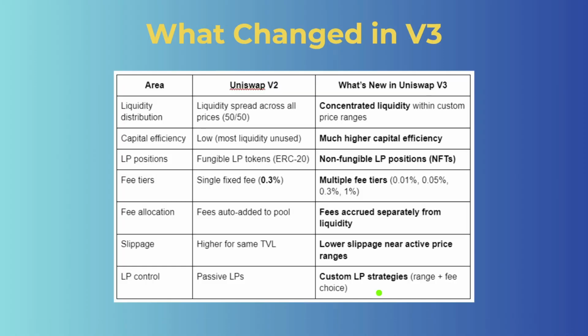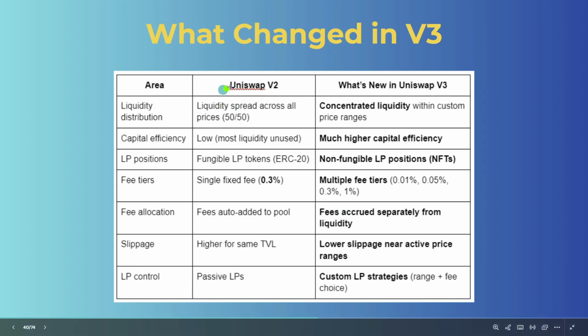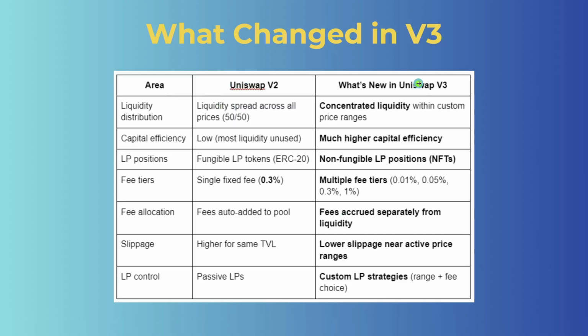Okay, so now let's talk about Uniswap V3. Uniswap V3 is the third version of Uniswap, and let's see what has been changed in the new protocol. The main differences between Uniswap V2 and V3 are in this table here.